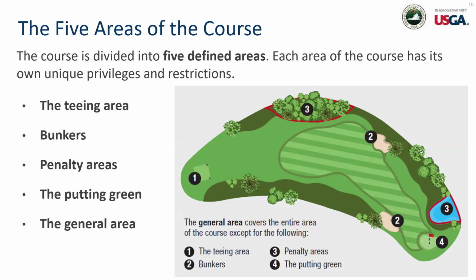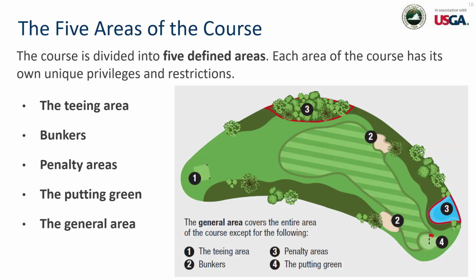Diving a little bit deeper into each of those areas, I said the teeing area of the hole being played because it is the starting place for that particular hole. So number 1 here on this picture. Then on any given hole, there's only 1 teeing area at a time. So as I'm playing this hole, if my ball ends up on another teeing area, it's not the teeing area of the hole being played, and some different rules might apply.